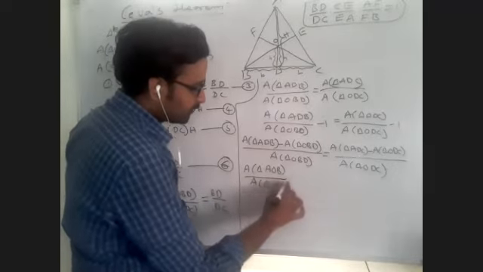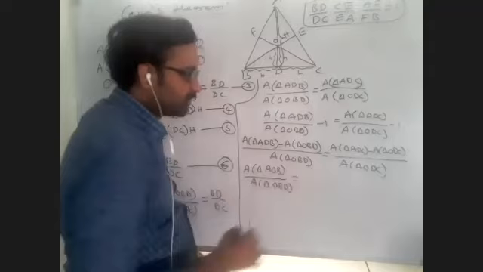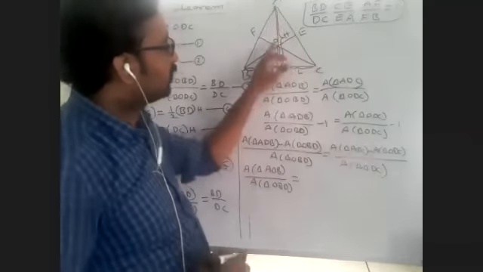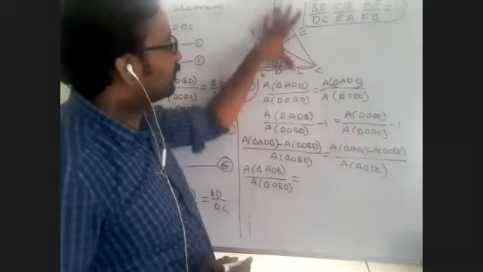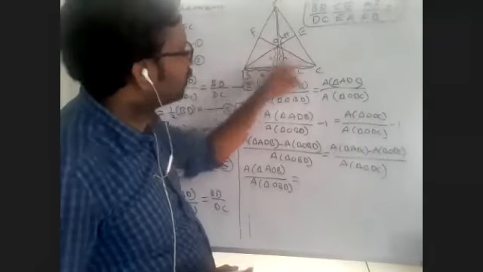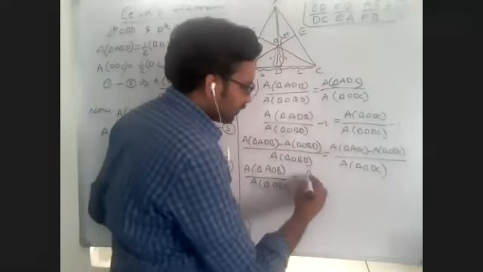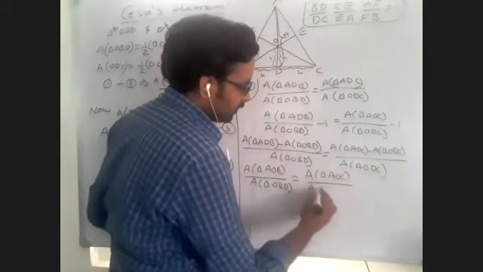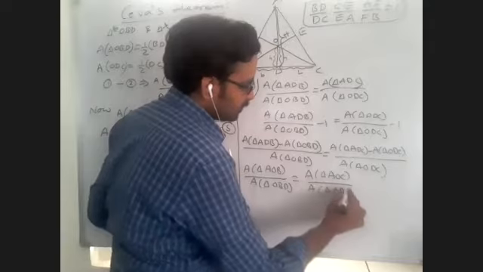That is equal to, here, triangle ADC. We are subtracting ODC. From the big triangle, we are subtracting the small triangle. You will get what again? AOC. That is area of triangle AOC by area of triangle ODC.